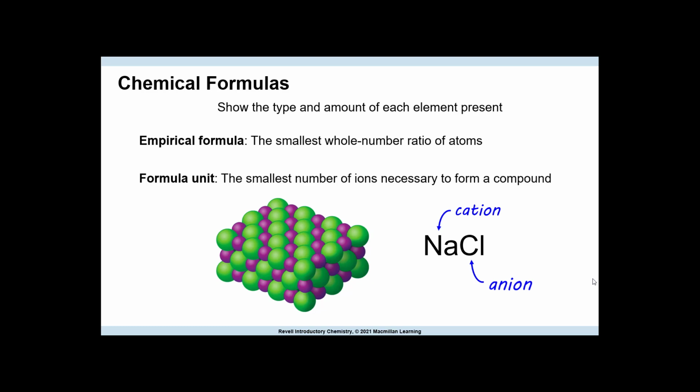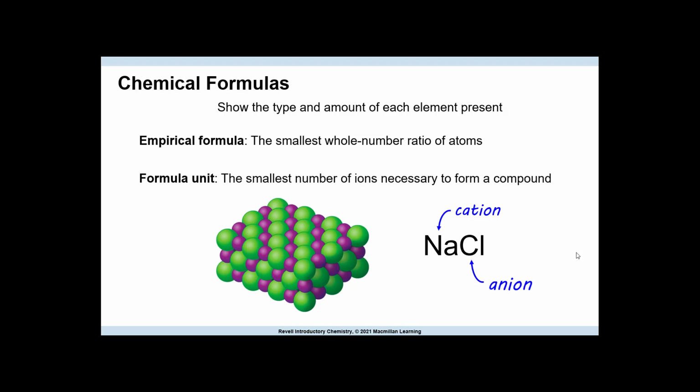Okay, so chemical formulas. Let's take a look at chemical formulas. To represent the composition of compounds like this one, we use a chemical formula that indicates the type and the amount of each element present. We represent ionic compounds using a specific type of chemical formula called an empirical formula. An empirical formula gives the smallest whole number ratio of atoms in a compound.